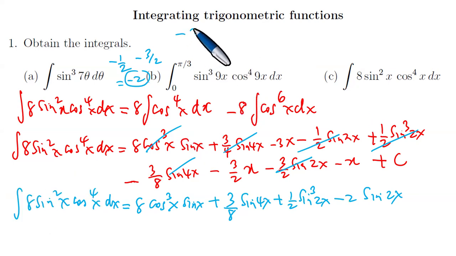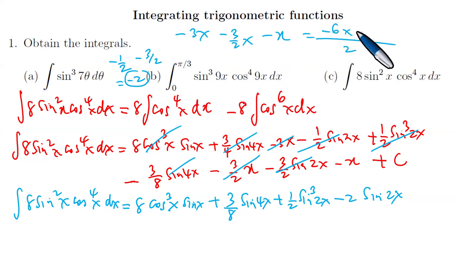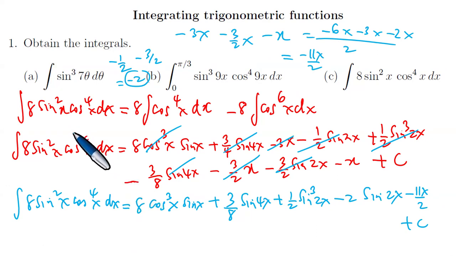Right, so in the end we have minus 3x minus 3/2 x minus x, which is minus 6x minus 3x minus 2x, which is exactly minus 11x out of 2. Right, so you have exactly minus 11x out of 2. We shall get back to that, just checking. Plus C. So this would be sort of the answer to this particular problem.